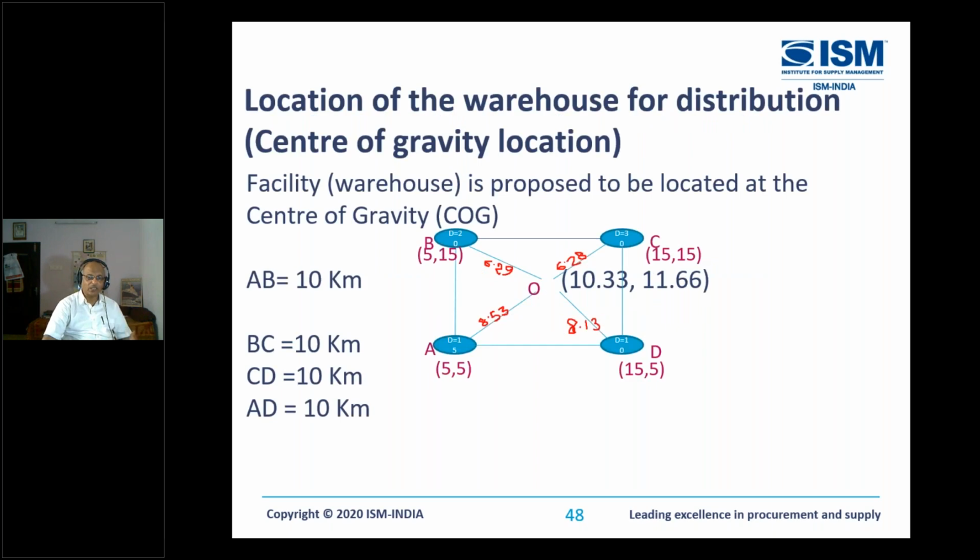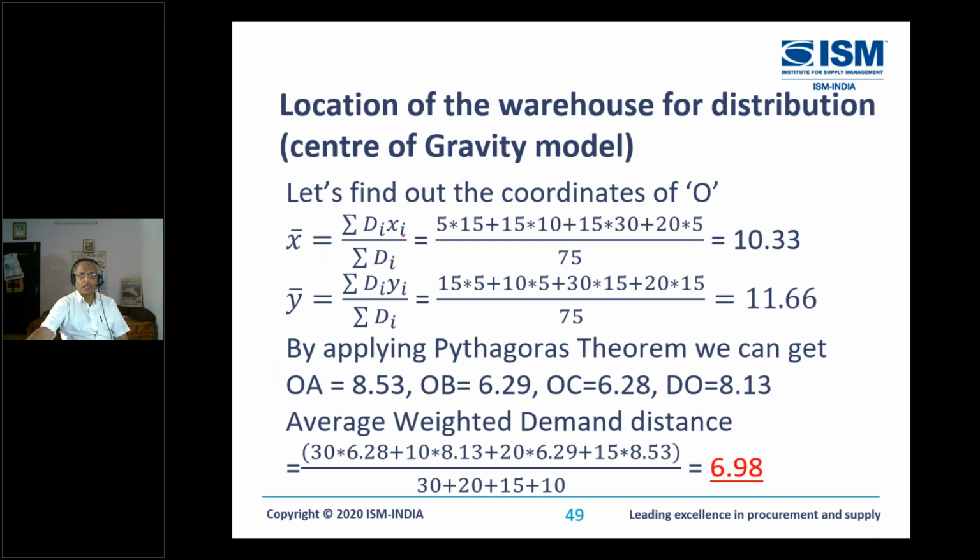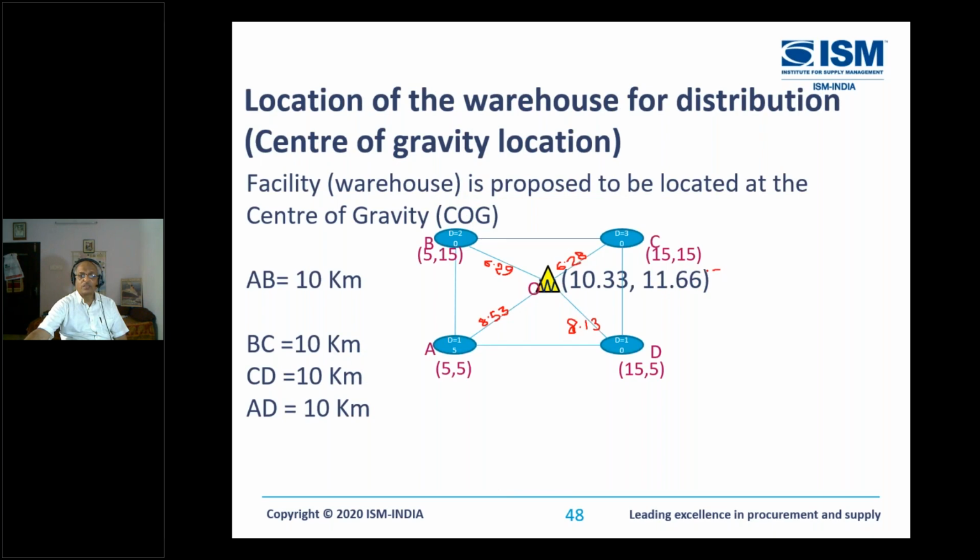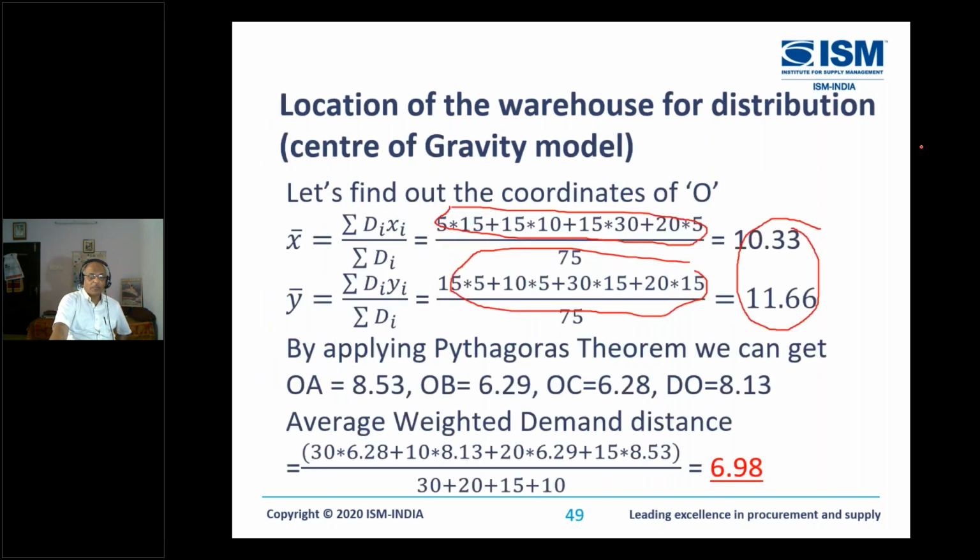But if I want to locate it by the center of gravity method, I will have to find out the coordinate of the center of gravity. So how do I find out the coordinate of the center of gravity? I'll have to use this formula: sigma demand into X coordinates, summed up, and demand into Y coordinates, summed up, divided by the total demand of 75. So it gives this. If you go back to this, this is the coordinate of the location of the warehouse. By applying the Pythagoras theorem, we can get this, and the average weighted demand distance comes out to be 6.98.